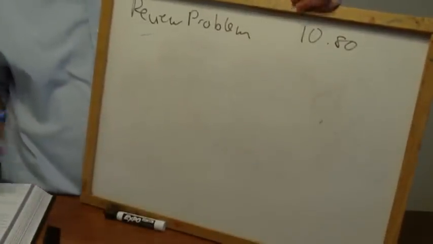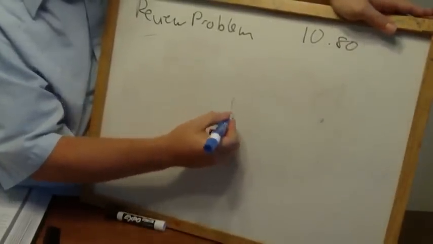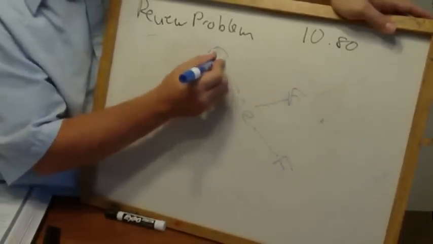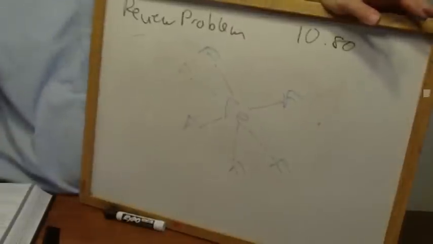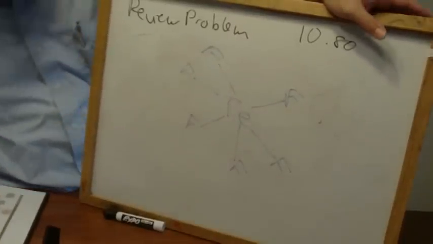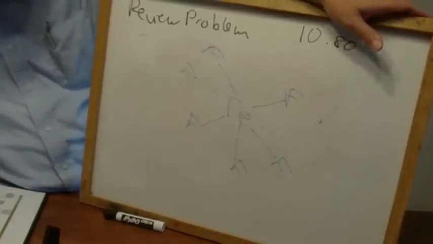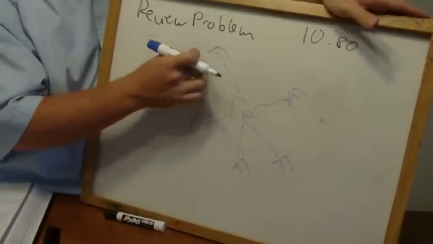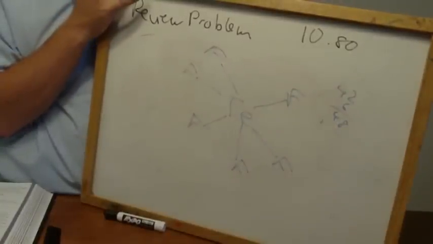1080C, tellurium hexafluoride, TeF6. So we have TeF, 1, 2, 3, 4, 5, 6. Tellurium, where is it at? It has 6. It brings 6. So we have 7 times 1, 2, 3, 4, 5, 6. 6 times 7 is 42 plus 6. That's 48 electrons altogether. And there's no charge on this.